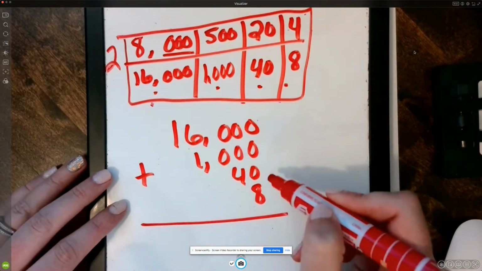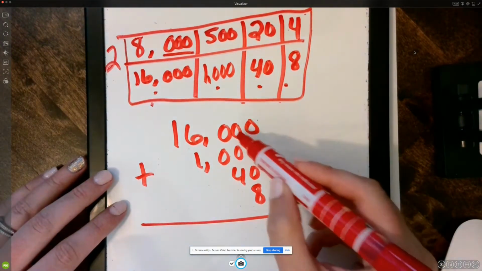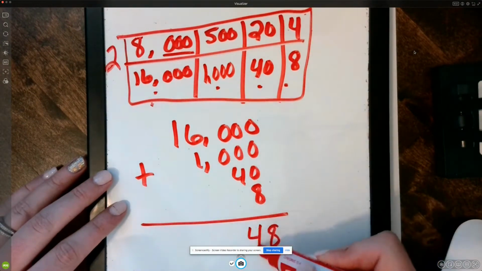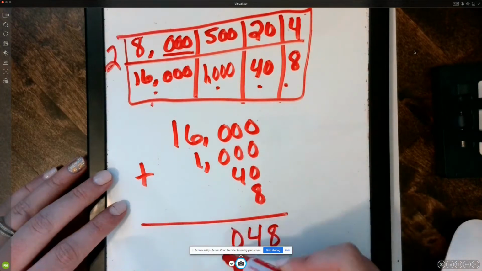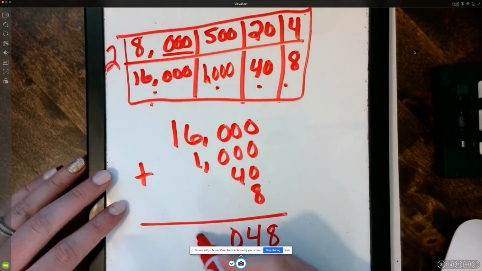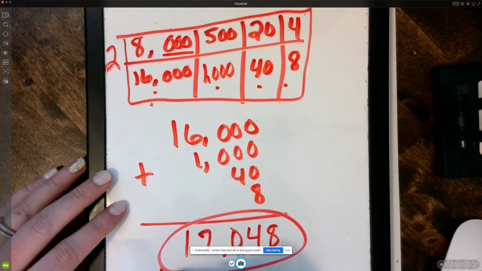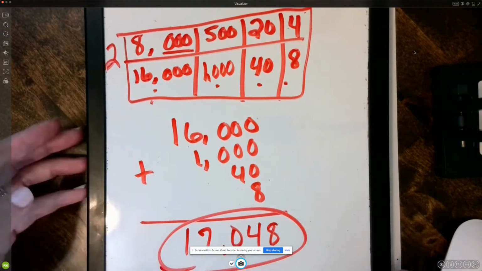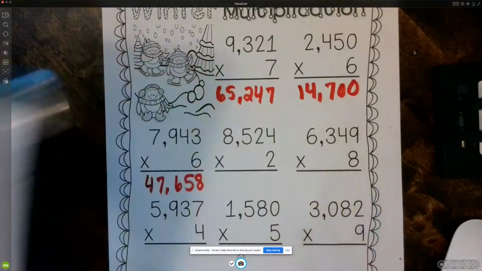0 plus 0 plus 0 plus 8 is 8. 0 plus 0 plus 4 is 4. 0 plus 0 is 0. 6 plus 1 is 7, and I bring this one down. So 8,524 times 2 is 17,048.